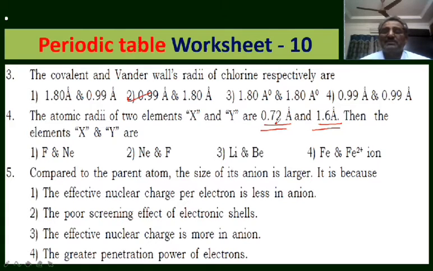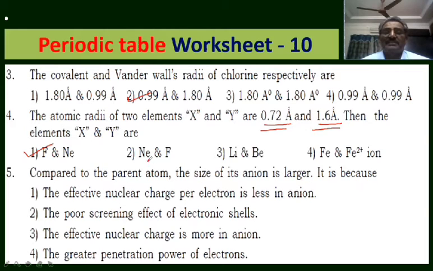So this is possible only when the second one is the van der Waals radius and first one is the covalent radius. You know that the radii of inert gases are measured in terms of van der Waals radii and halogens are measured in terms of covalent radii. So here the correct option is fluorine and neon. Fluorine is the halogen and neon is the inert gas. So first option is the right option.